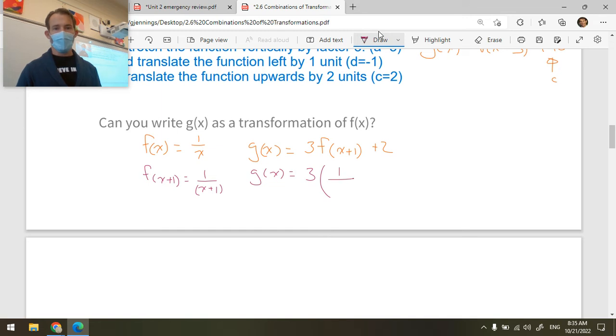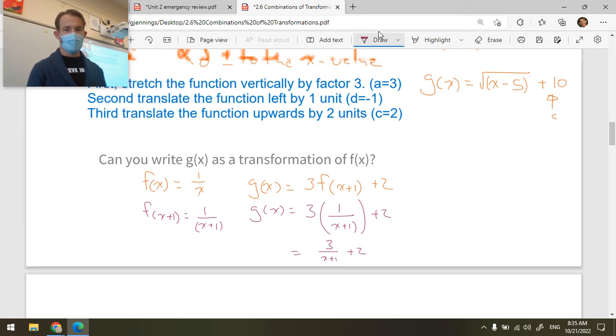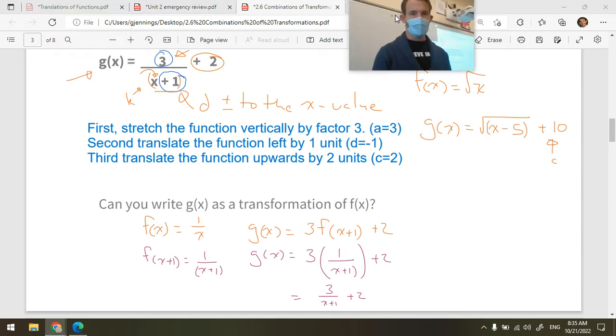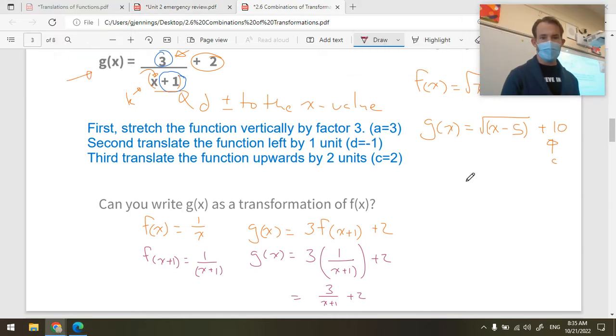We're going to have 1 over x plus 1. That's f at x plus 1. And then I'm going to add 2 to it. Okay, last line, multiply this in, 3 over x plus 1 plus 2. Notice that that's the same thing we had underneath. See the connections that function notation can create here and allow you to manipulate functions into different functions, write them down in different ways.